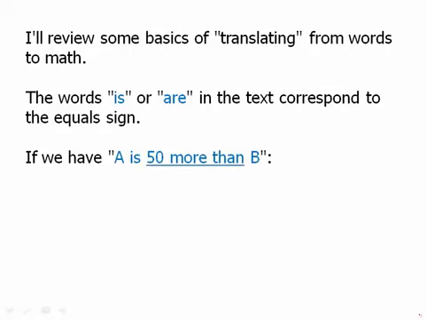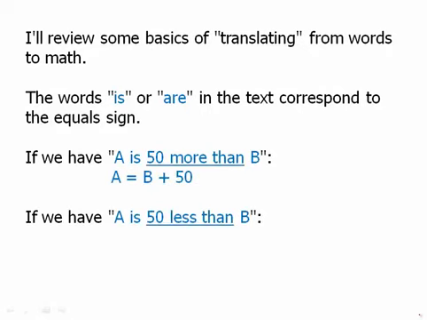If we have A is 50 more than B, so A is, that's A equals, and then this way of saying it, at least in English, 50 more than B, what we're saying is B plus 50. So it's a little bit backwards from the way we write it mathematically. We'd write B plus 50, but we say 50 more than B. So A equals B plus 50.